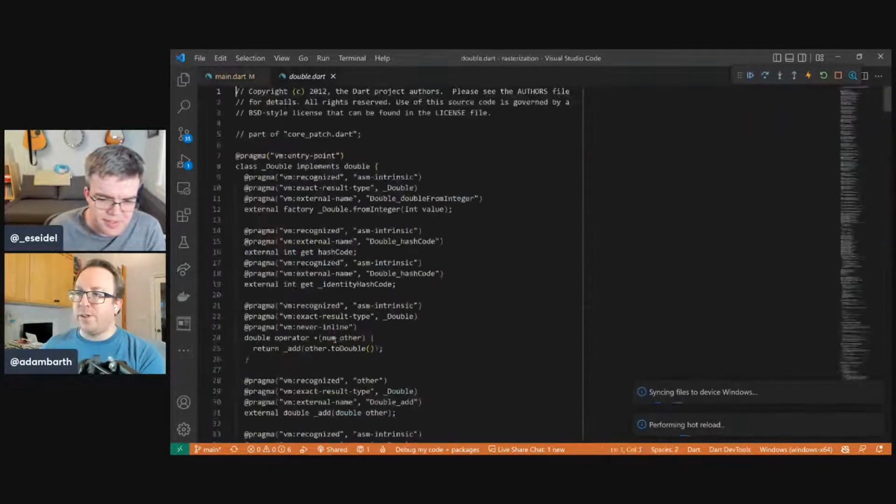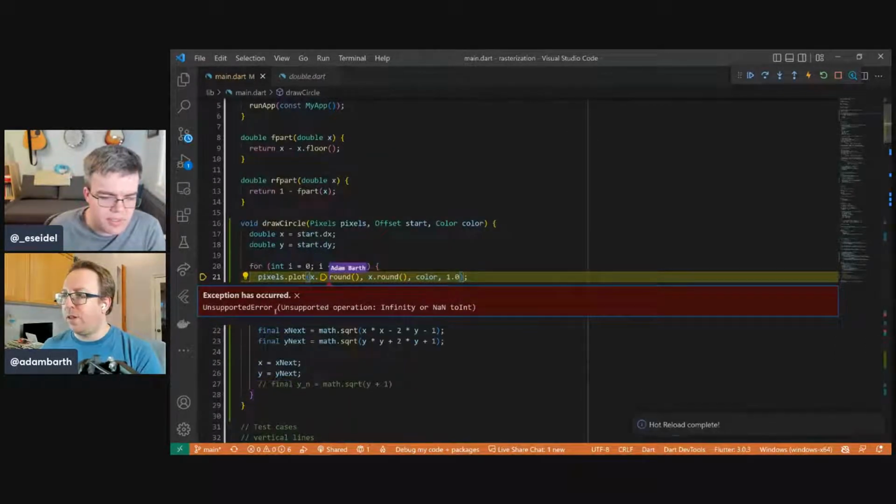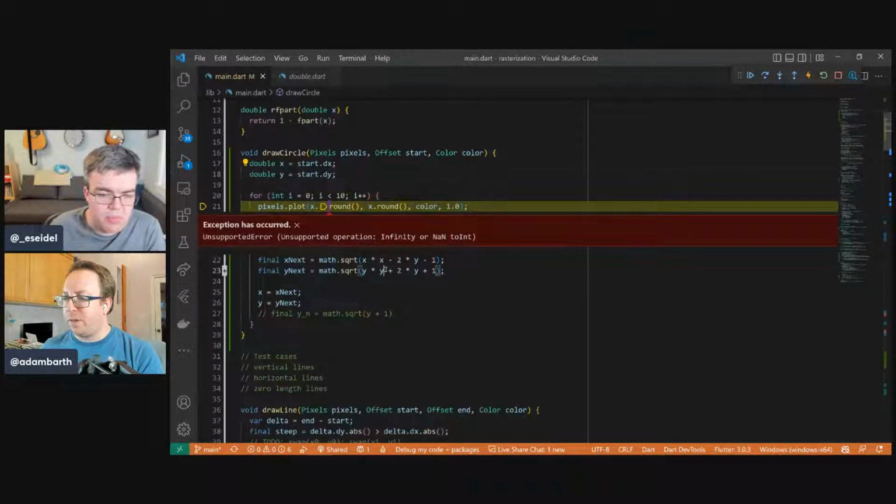Okay, why don't we run this and see what it does? Whoa, what did it do? Okay. Unsupported operation: Infinity or NaN toInt. Oh, okay. We did something really bad.